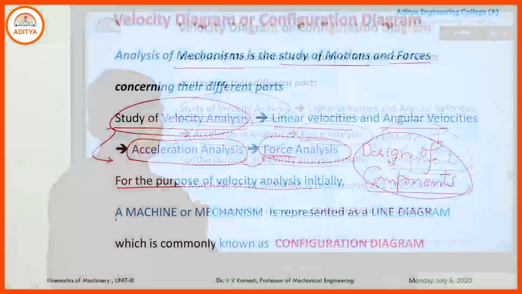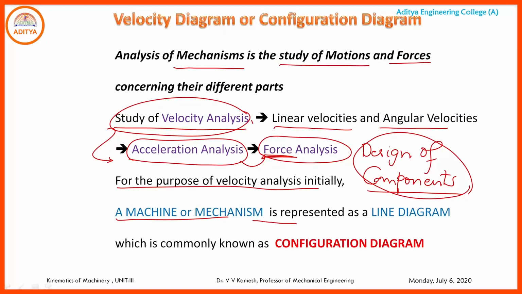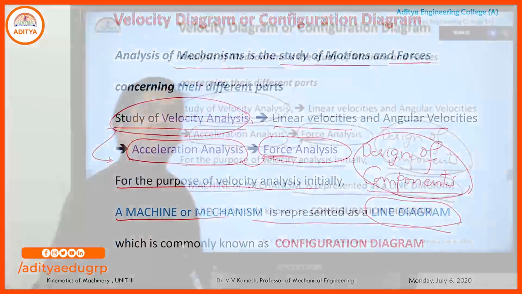what is the velocity diagram? A machine or a mechanism is represented as a line diagram. So, in the velocity diagram, even though we are calling a crank is rotating, a connecting rod is there, a piston is there, a cylinder is there, an object is there, but everything will be described as part of a line diagram.